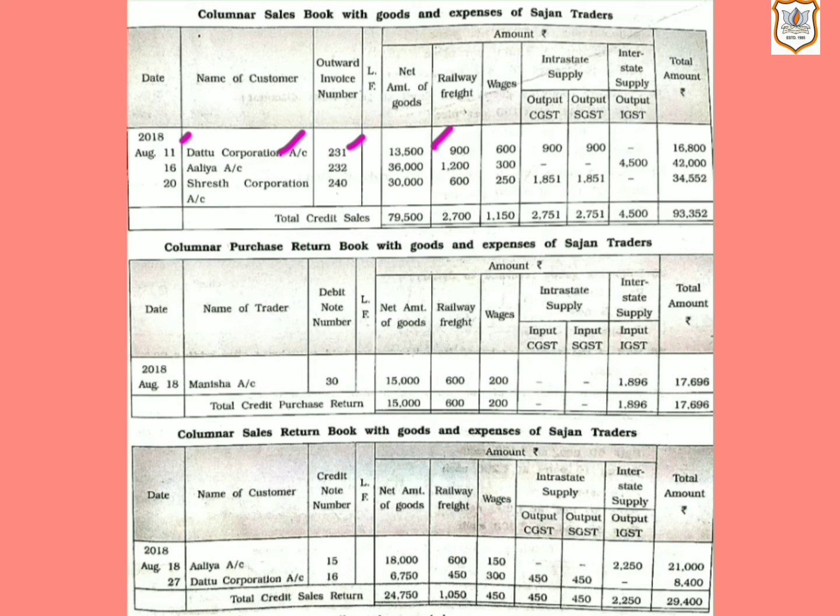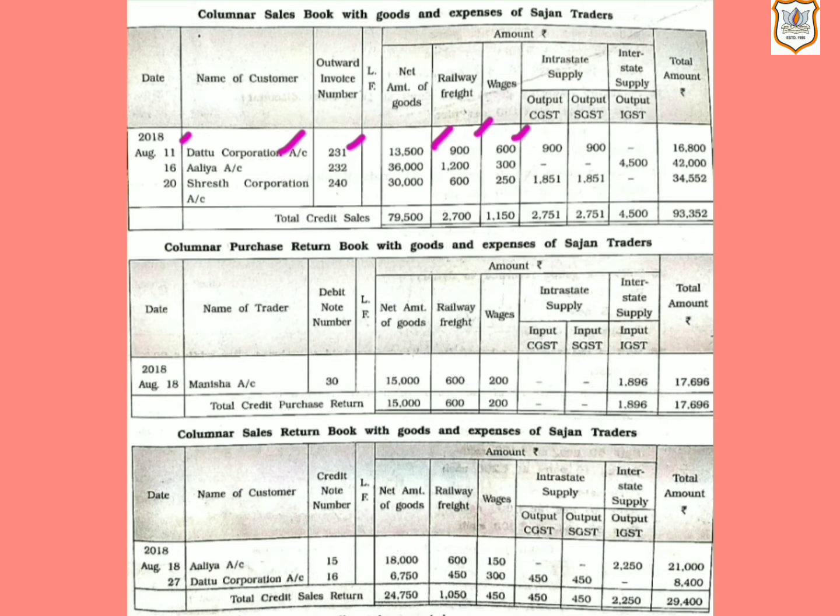Then railway freight 900, wages 600. Now as this is the case of interstate supply, that means supply within same state, so here CGST and output SGST will be applicable. As this is the case of sales, so here we will insert the word output with CGST, SGST or IGST.